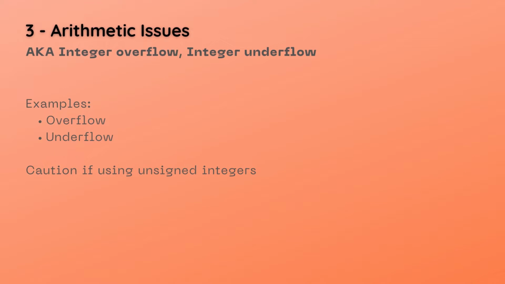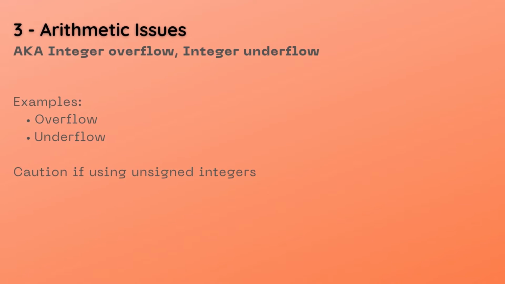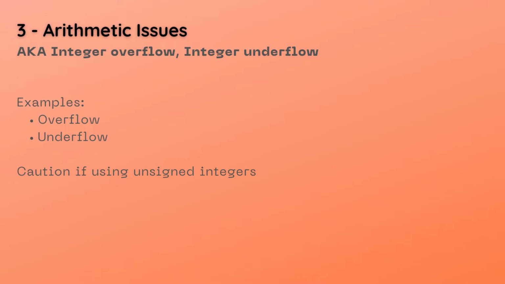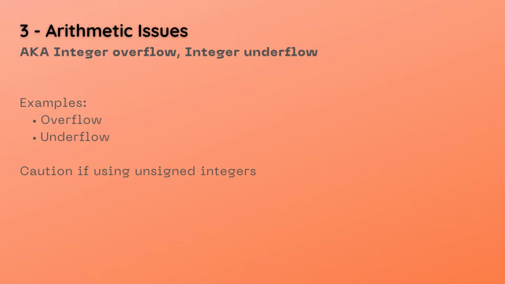In this category, there are vulnerabilities related to arithmetic problems. This includes overflow and underflow. The risk is even greater when a contract uses unsigned integers.